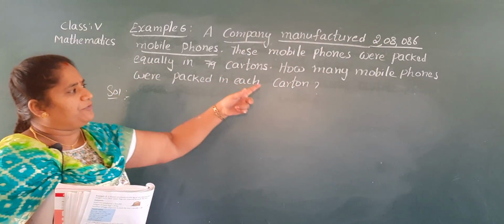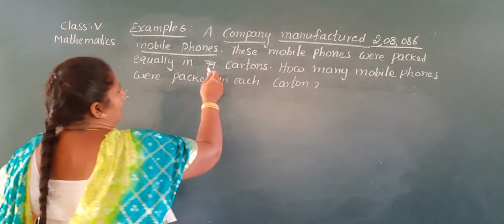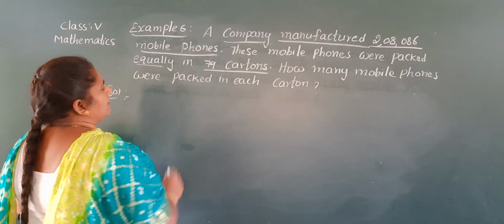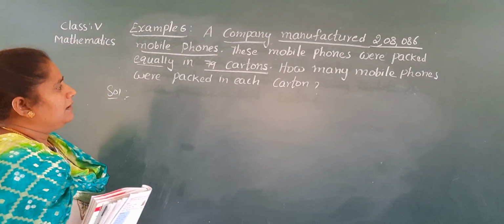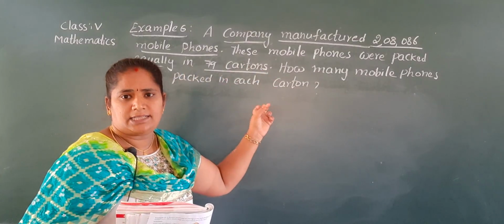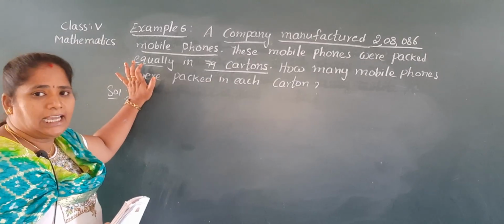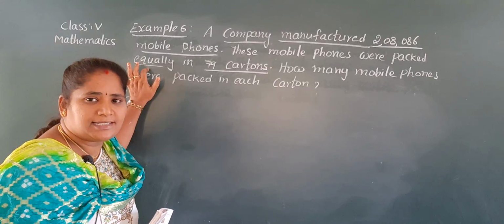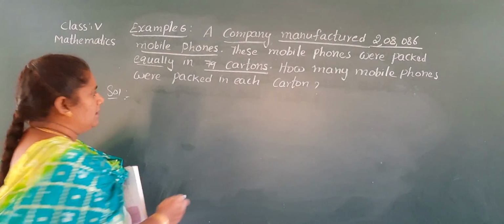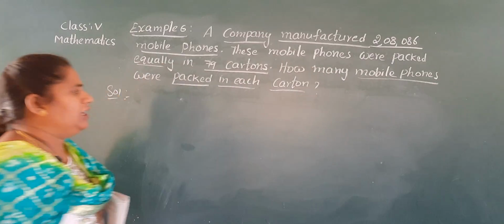Next, these mobile phones were packed equally in 79 cartons. So how many cartons are given to pack this? Yes, 79 cartons are given. We have to use 79 cartons to pack all these mobile phones. Underline that one. And next, equally means equal distribution, which is called division. Very good. So how many mobile phones were packed in each carton? So now we have to find the number of mobile phones packed in each carton.